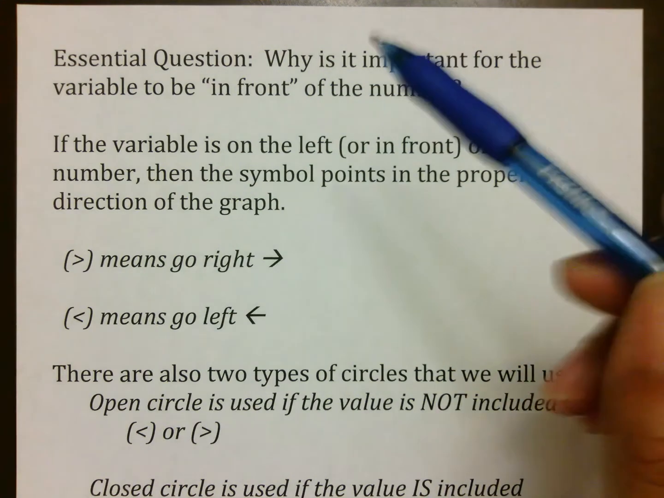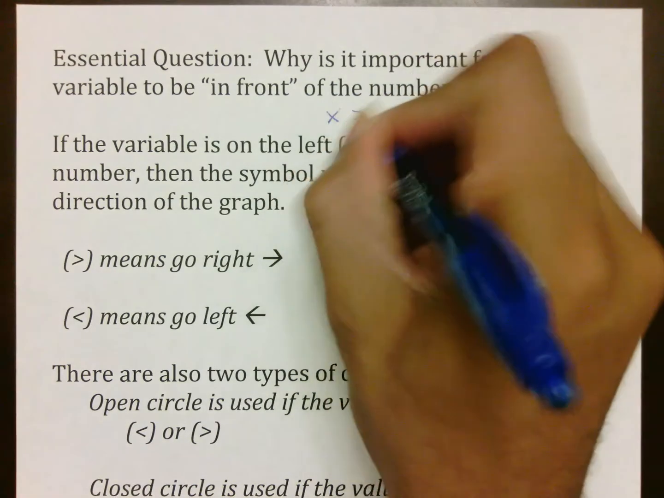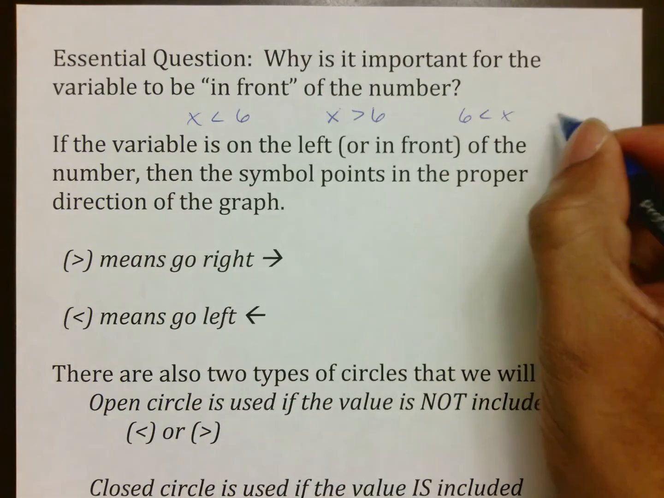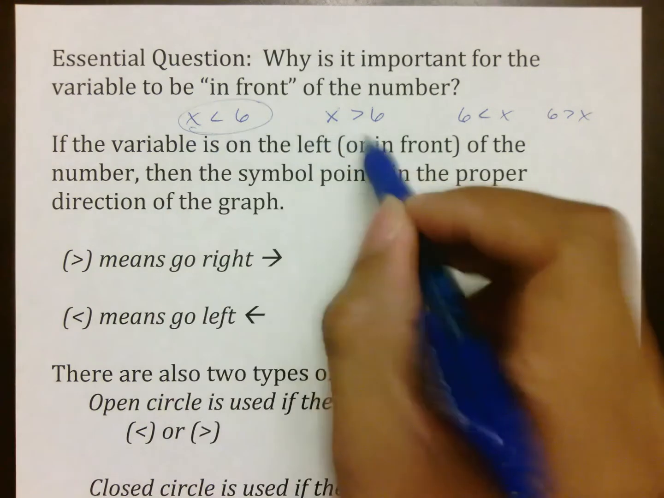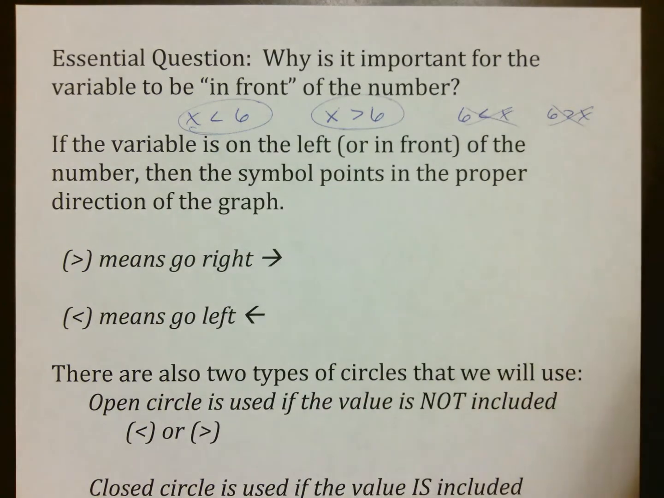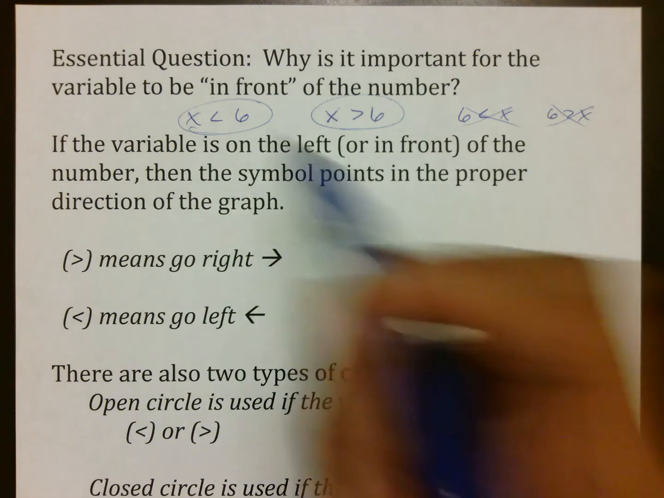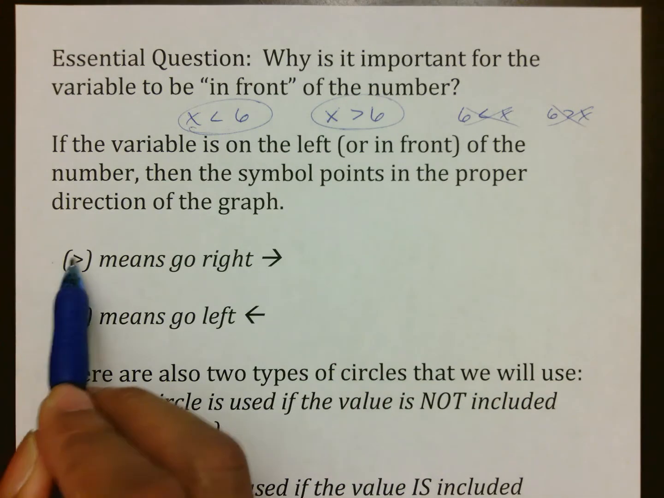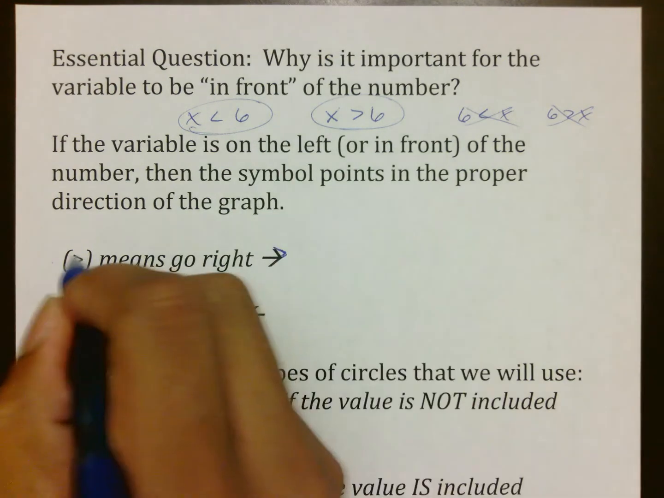The essential question is, why is it important for the variable to be in front of the number? If the variable is on the left or in front of the number, which means that it'll be x is greater than 6 or x is less than 6, instead of 6 is less than x or 6 is greater than x. These are good. These you want to stay away from, and I'm always going to tell you that you want to put the variable in front, but it's important because the symbol in these two cases indicates the proper direction of the graph. If the variable is in front and you see this symbol, notice that it points to the right, which means it goes right. Notice how this looks just like that.